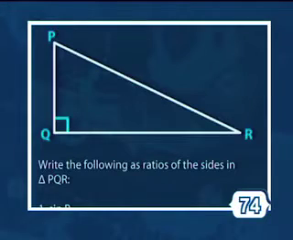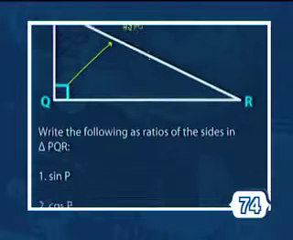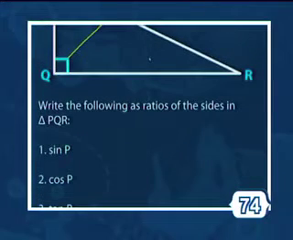If we look at triangle PQR, we see that Q is the 90 degree, that's your right angle. So the side opposite Q will be the hypotenuse. And this will remain the hypotenuse regardless of which angle we look from. They would like us to write the following as ratios of the sides in triangle PQR. So firstly, we are asked to find the ratio of sine of angle P.